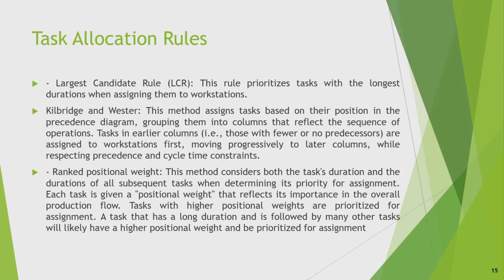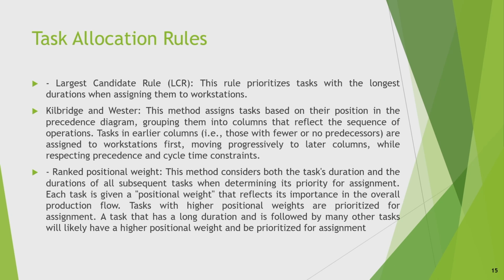The Kilbridge and Wester method assigns tasks based on their position in the precedence diagram, grouping them into columns that reflect the sequence of operation. Tasks in earlier columns, that is those with fewer or no predecessors, are assigned to workstations first, moving progressively to later columns while respecting precedence and cycle time constraints.